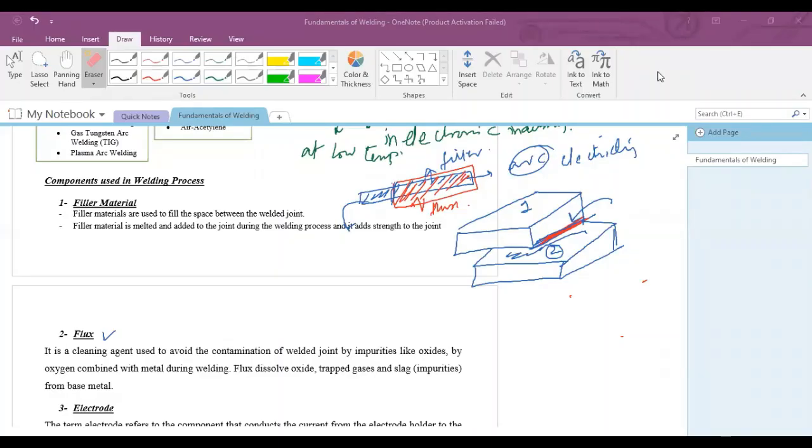There are three main components used in the welding process. Number one is filler material, number two is flux, and number three is electrode. Basically, all these components are related to one thing, which is the electrode.